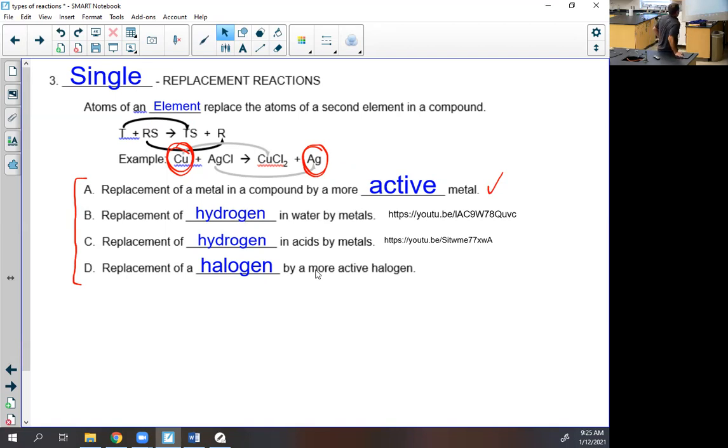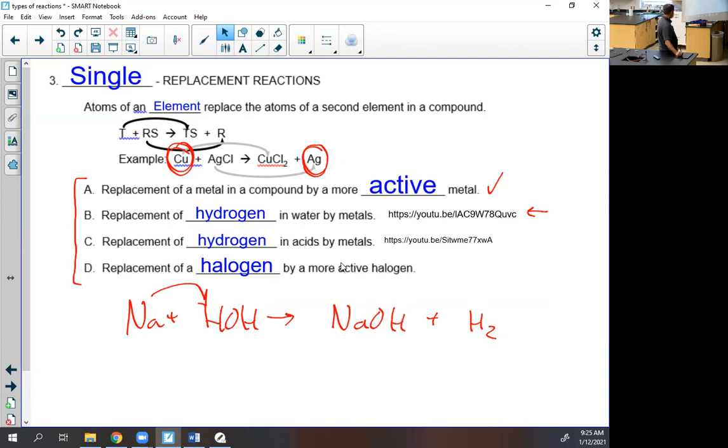Next is the replacement of hydrogen in water by metals. We've seen this earlier this term when I put sodium in water. The sodium replaced hydrogen in water to produce sodium hydroxide, and it released hydrogen gas. We'll show you another video of that in a minute. Replacement of hydrogen in acids by metals. We've done this a lot. Whenever I've shown you bubbles being produced, it was usually by that reaction.